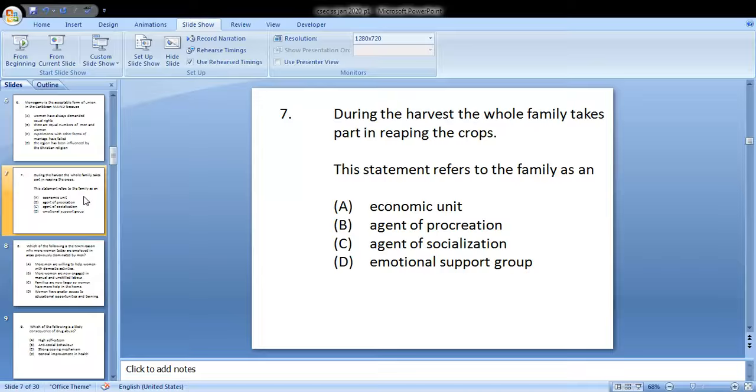7. During the harvest, the whole family takes part in reaping the crops. This statement refers to the family as an A, economic unit, B, agent of procreation, C, agent of socialization, D, emotional support group. We know that it would be A, economic unit.